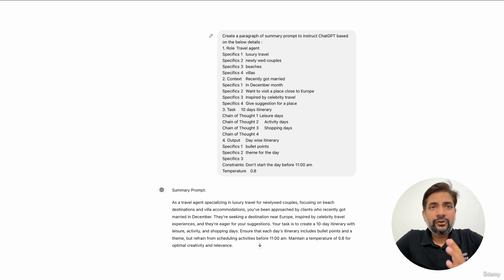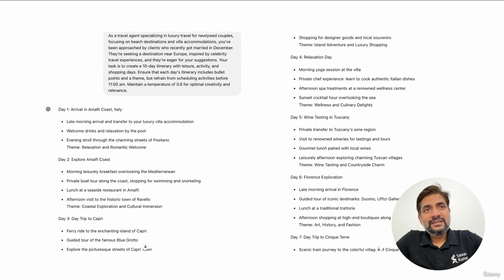Then I have output, that is I want a day-wise itinerary in bullet points with a specific theme for each day. The constraint is do not start the day before 11 a.m. and the temperature is 0.8. That means I want ChatGPT to be a bit creative. And once I put all of that, I get the summary prompt like we see over here. Now when I use the summary prompt in ChatGPT, this is the response that I get. Exactly how I wanted the itinerary to be created.